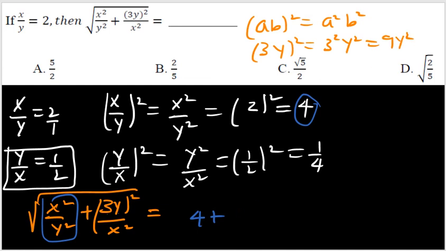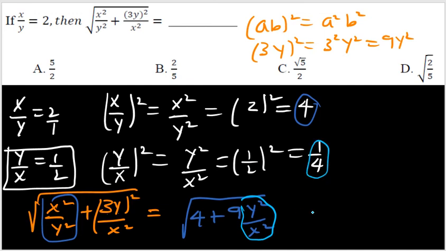So we can write it 3y square means 9y square over x square in the square root. But y square over x square is the same as 1 over 4. So what do I have? This is the same as 4 plus 9 over 4, because 9 times 1 over 4 is 9 over 4. This is in the square root, and the denominator 1.